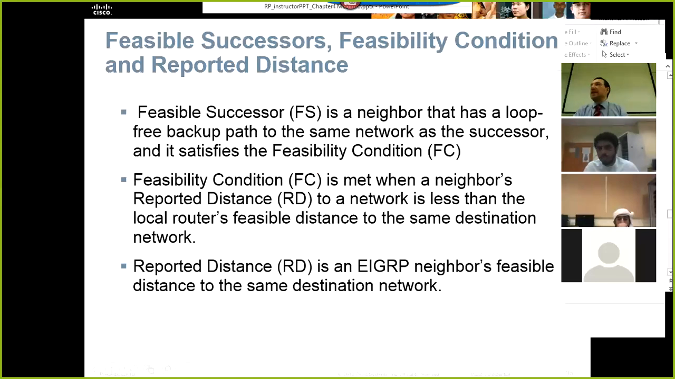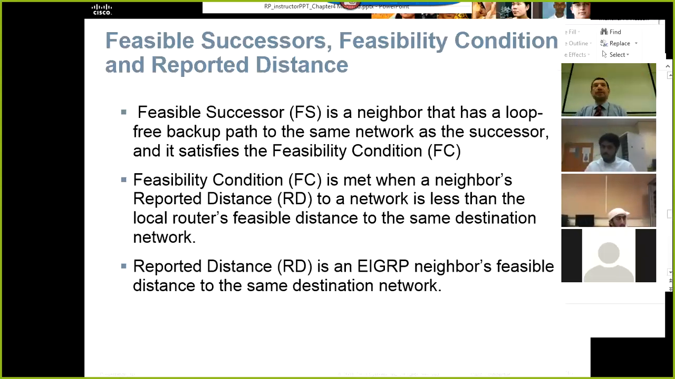But let's say his reported distance was 50. My feasible distance is 50. Via Muhammad, it's 50 to Mansour. Yeah? But he's reporting to me 50. 50, is that equal or less? It's equal. It will not work. Should be less. Equal is not good enough. If it's 50 or higher, so it's 50, 51, 60, 100, whatever his report is, if it is equal or greater than the feasible distance, my best metric to the destination, I do not trust him.